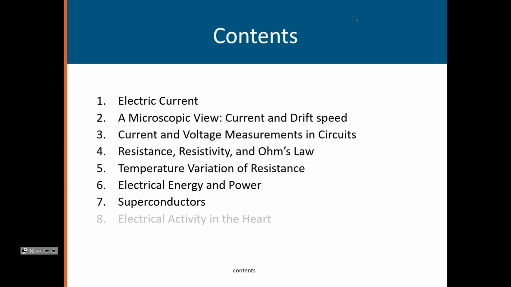Charges, moving charges. If the charges are moving, it is current, okay? But the correct definition is, we use the symbol I. Suppose this many coulombs of charge are flowing through a cross-sectional area, divided by the time it takes for them to flow. The rate of flow of charges is the current.